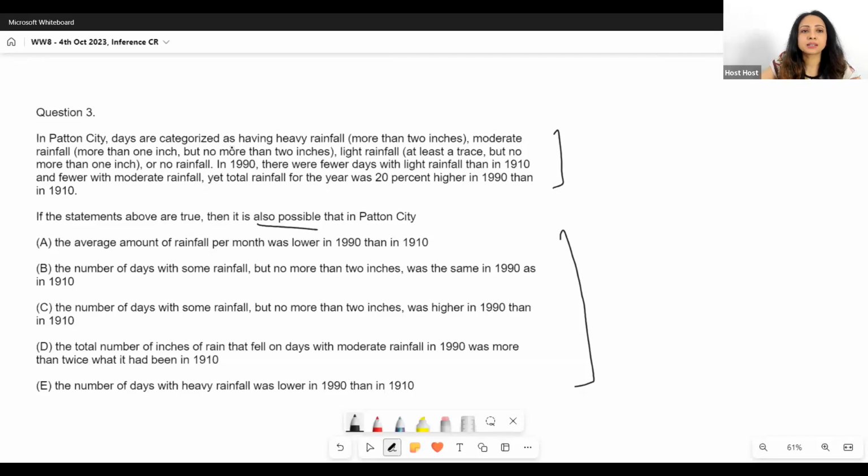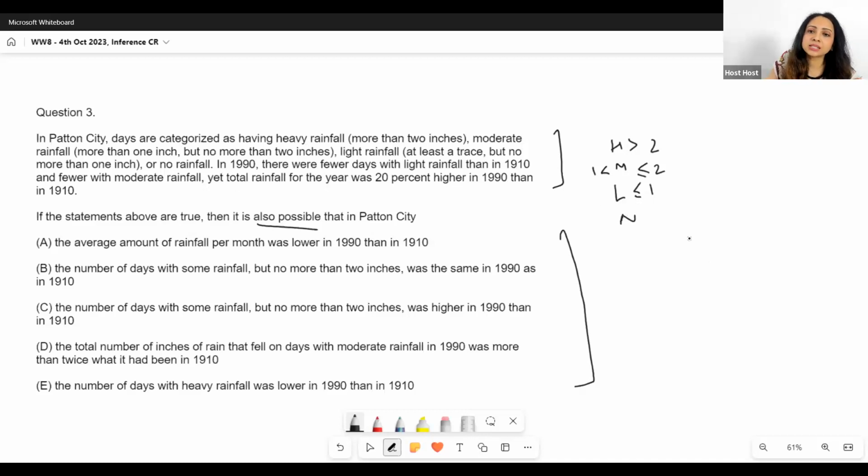In Patton City, days are categorized as having heavy rainfall, more than 2 inches. So let's just quickly write down. I say H is more than 2 inches, moderate rainfall more than 1 but no more than 2 inches. So M lies between 1 and 2, no more than 2, so it could be equal to 2 also. And light rainfall, at least a trace, but no more than 1. So L is less than or equal to 1. Or no rainfall. So then the fourth type of day is no rainfall.